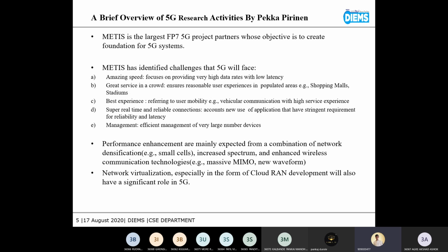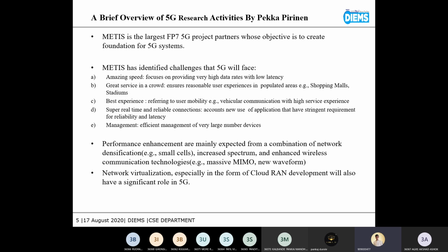Third challenge that 5G will face is the best experience, referring to user mobility and high-speed communication. We all know this thing. The main thing is that the speed of the internet will be increased. Super real-time, reliable connections and new applications have standardized requirements for reliability and latency. Low latency means that the delay between application and user will be low, so the speed will automatically be increased.